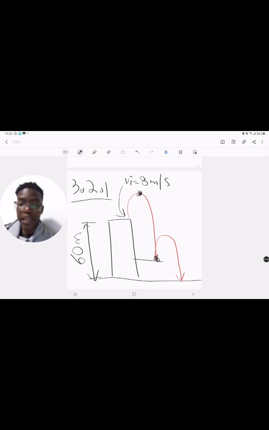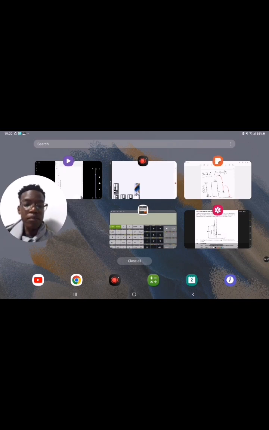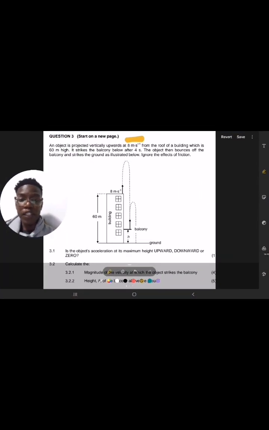Then it goes up again, and then it falls all the way to the ground. Okay, so that's what happens. Now, we've got 8 meters per second as the initial velocity from the roof of the building.